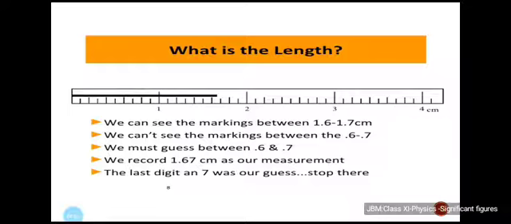Take one more example. What is the length? We can see the markings are between 1.6 and 1.7 centimeter. We can't see the markings between the 0.6 and 0.7 values. So obviously we need to guess. We record 1.67 centimeter as our measurement. The last digit, the 7, was our guess.